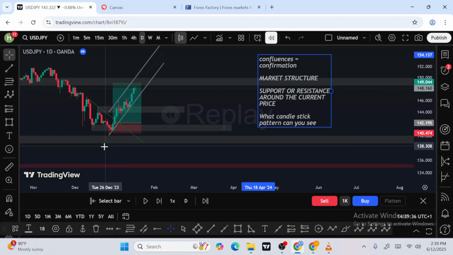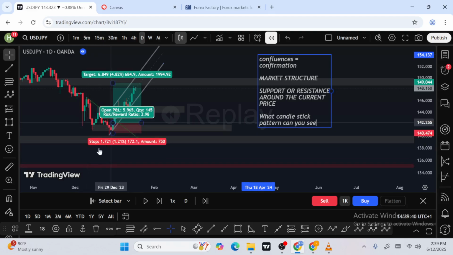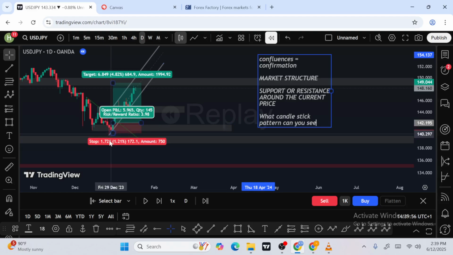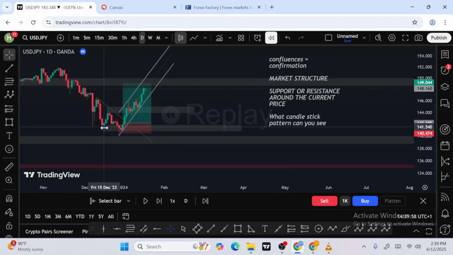Dragonfly. Okay, you don't want to call it dragonfly, it's fine, but at least it has support, and it's already giving you a hammerhead. Now this one is giving you another, indecision, spinning bottom. Do you get it now? So what candlestick pattern can you see after you've been able to see a support and resistance around the current price? Are you getting it now?